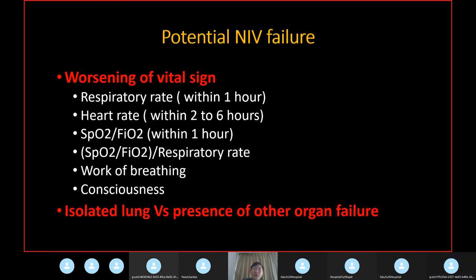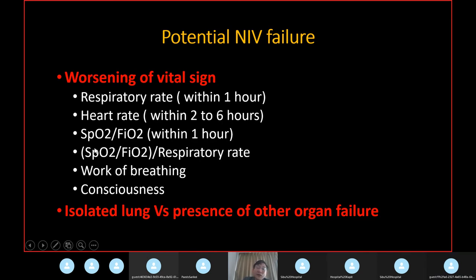So what I'm looking at is NIV failure. Look at the respiratory rate. You expect the respiratory rate to come down within 1 hour. If it didn't come down within 1 hour, be careful. You expect the heart rate to go down or improve within 2 to 6 hours. If it doesn't happen like that, be careful.